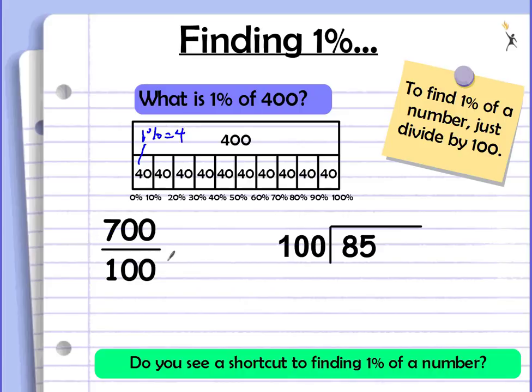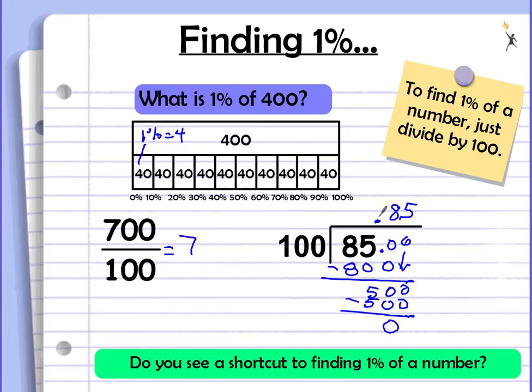If I divide 700 by 100, we get 7. If I want to divide 85 by 100, I would need to add a decimal and a 0. 100 goes in there 8 times, which would be 800. Subtract, 50 remainder, add another 0, bring it down. And 100 goes into 500 5 times, which is 500, 0 remainder. So this becomes 0.85, 85 hundredths.